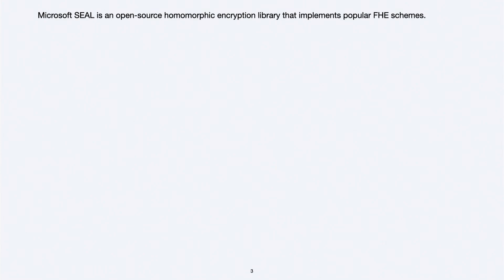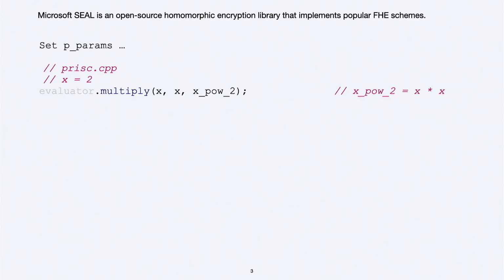So I will start with an example. We wrote this in CPP using Microsoft SEAL. Microsoft SEAL is an open source homomorphic encryption library that implements some of the popular FHE schemes. Okay, so first of all, I'm setting parameters, choosing public parameters and also private parameters, and I'm also choosing a scheme. And I'm also setting up x equal to 2 somewhere in the code.